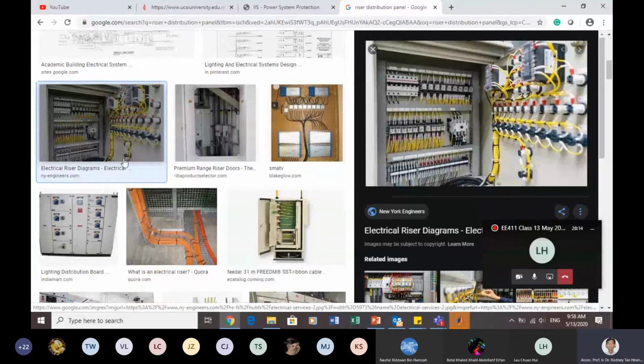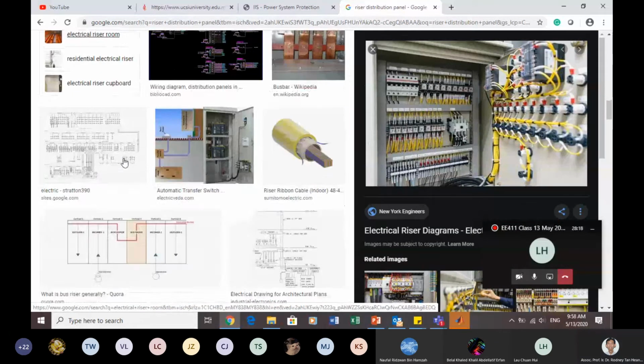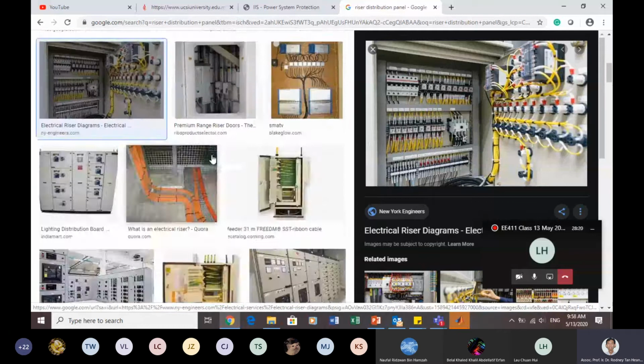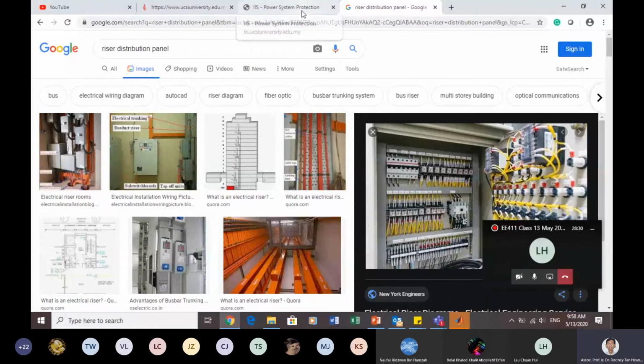Oh no, this one is the control panel. Riser distribution panel. Okay, it's already there. So that is where you see a lot of the MCCB.